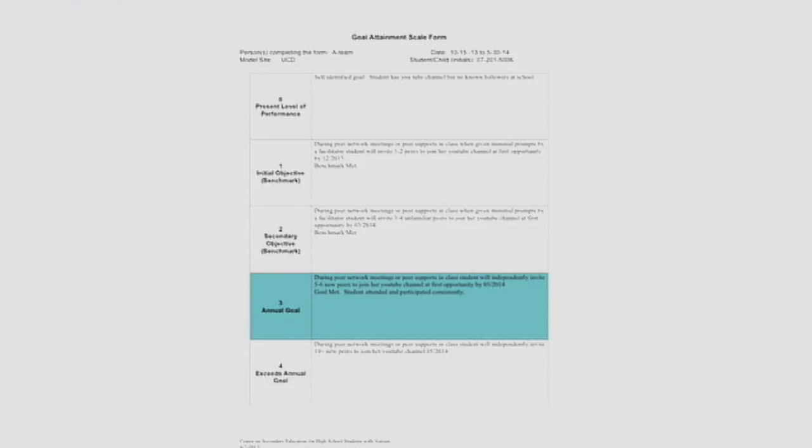So this is one student's GAS form. What she wanted to work on is she had a YouTube channel, and she really wanted for people at school to follow her on her YouTube channel, so that she could get to know them. And so where her baseline was, which is the zero scale, the present level of performance, she had the YouTube channel, but she had no one at school that followed her on it. So then what we want to get her to is this blue area, which is her annual goal.